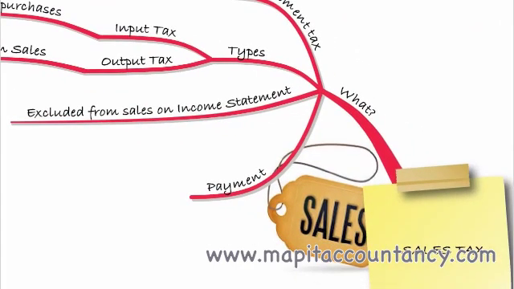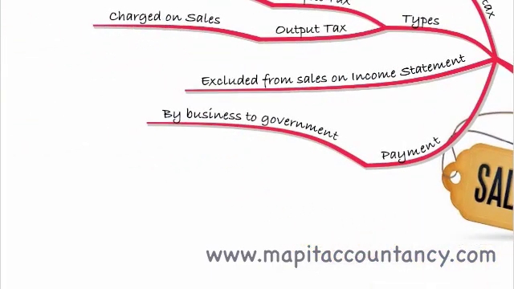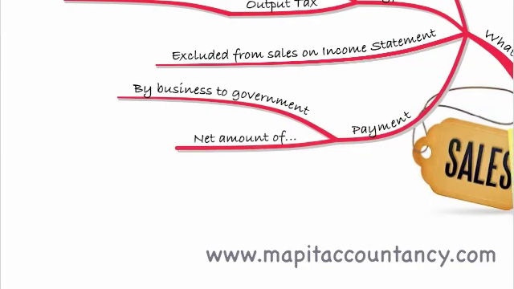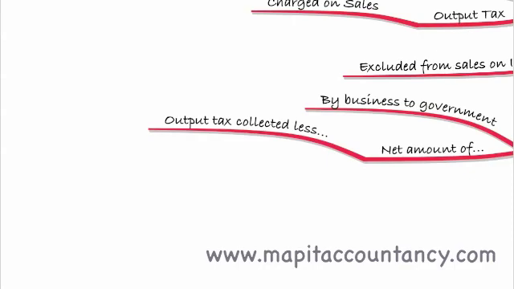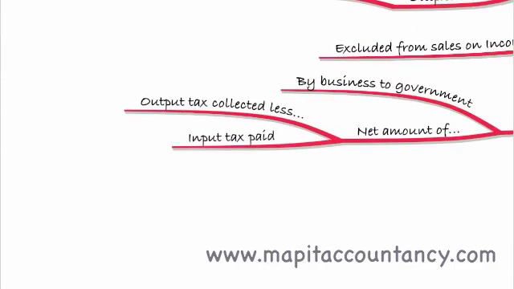So what about paying this tax then? How does that work? Well, the tax is paid by the business to the government. So the business collects the tax and then pays it across to the government. So the amount that will be paid will be the net amount of the output tax collected less the input tax paid. So remember we said that tax will be charged on your purchases and your sales. Well, you'll have paid tax on your purchases and you'll have received tax on your sales.